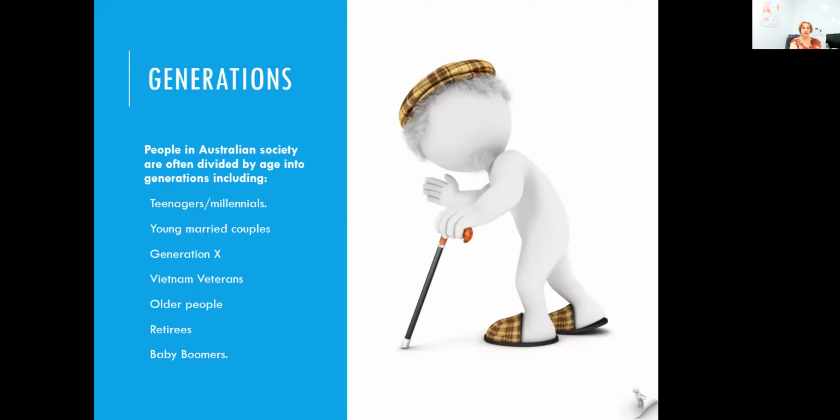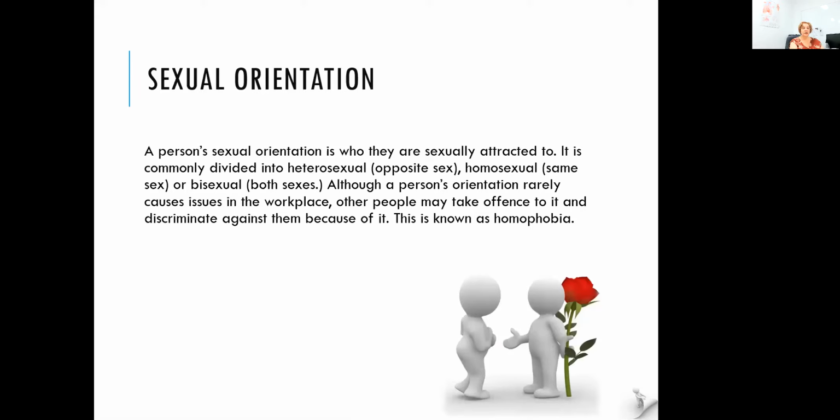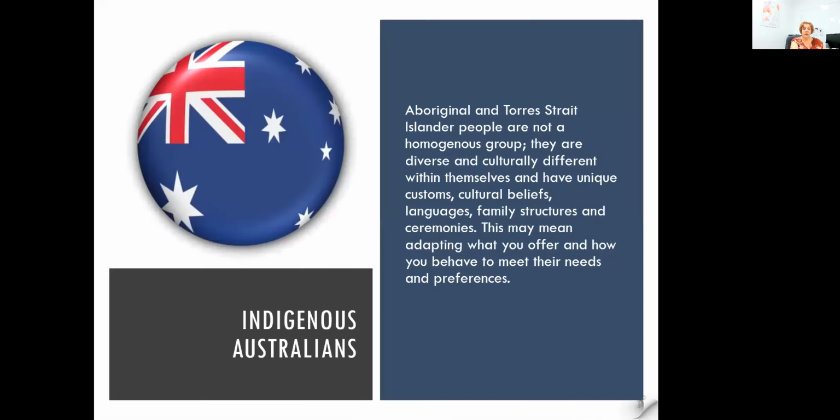And again, about the generational things, sexual orientation is what we are attracted to, and it's commonly divided between heterosexual or homosexual, which is same-sex, or bisexual. Although a person's orientation rarely causes issues in the workplace, other people may take offense and discriminate because of it, and we are going to face some of those kinds of issues when we start working with people in the community, and we have to find our place.